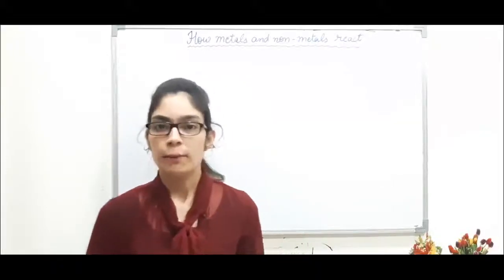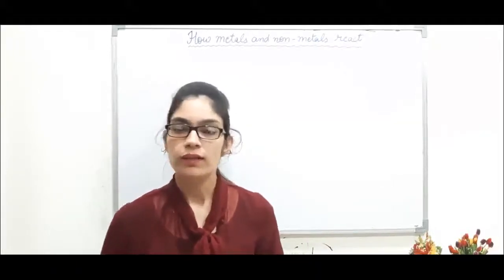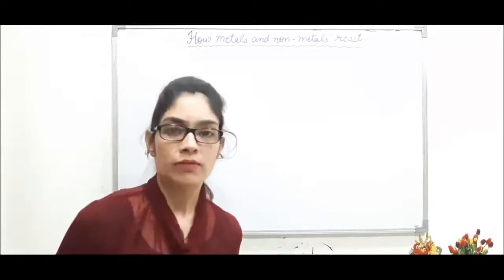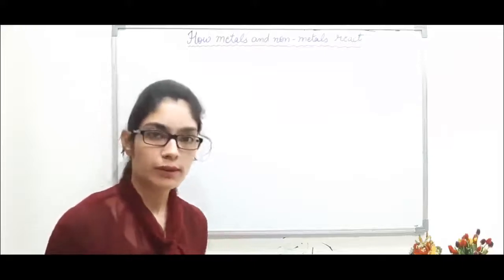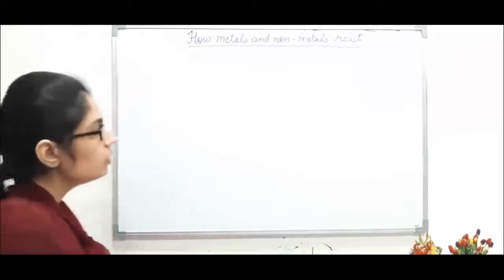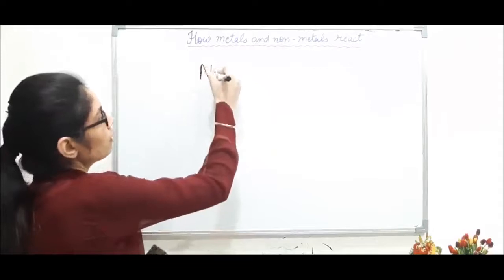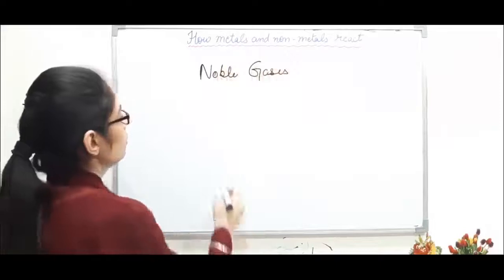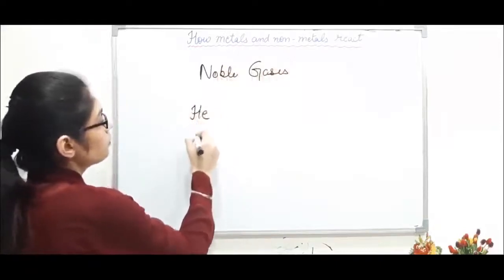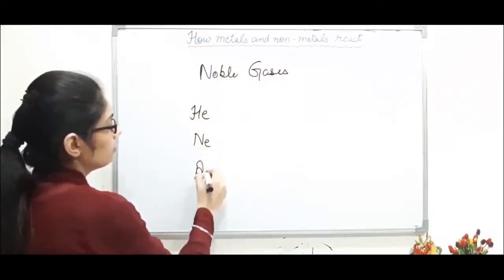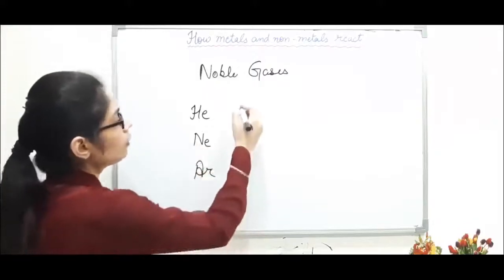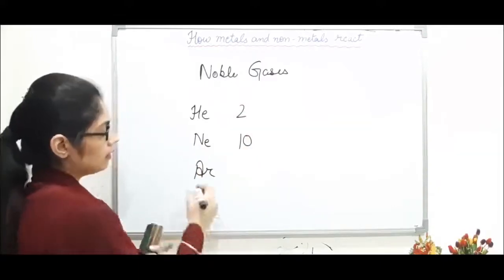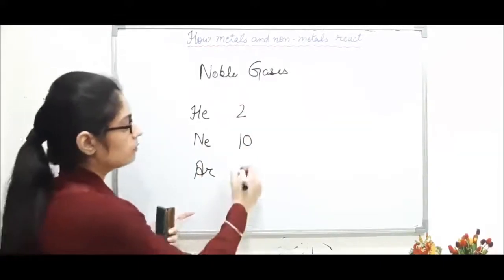Hello everyone, welcome back. In this video, we are going to learn how metals and nonmetals react. So let's start the concept by observing electronic configurations of noble gases, metals and nonmetals. So let's start with noble gases. Helium, neon and argon. These are noble gases. Atomic number of helium is 2, atomic number of neon is 10 and atomic number of argon it's 18.